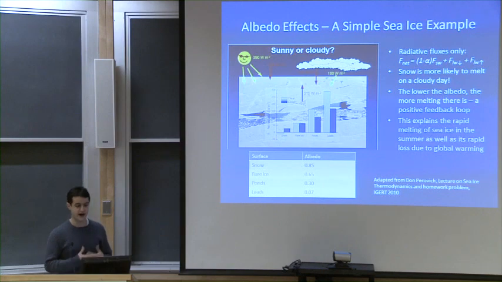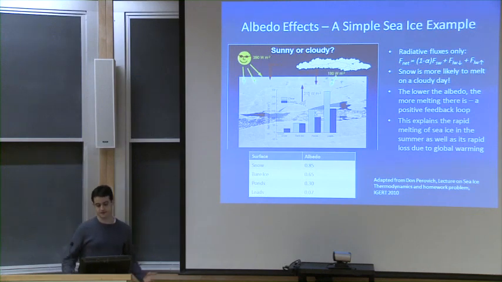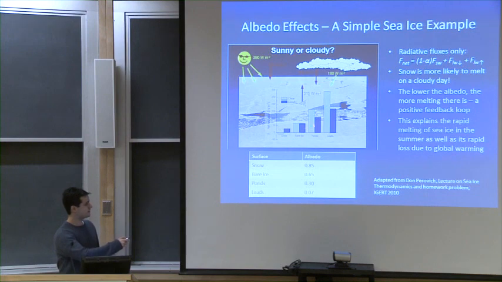That's because it has a very high albedo, which makes the shortwave radiation term very small, and the incoming long-wave radiation term much more important, and that's larger on a cloudy day. For ice, as you can see, things sort of even out. It's just as likely to melt on a sunny as on a cloudy day.